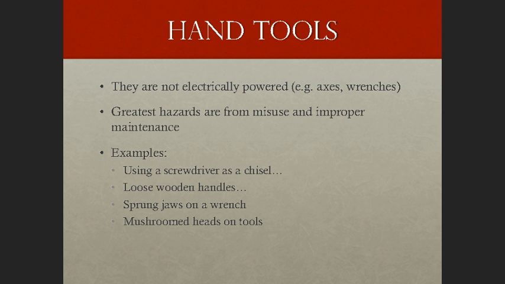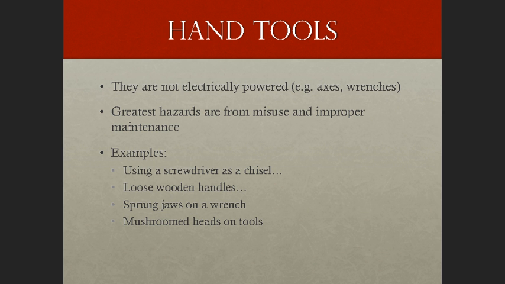Hand tools are non-powered. They include anything from axes to wrenches. The greatest hazards posed by hand tools result from misuse and improper maintenance. Here are some examples. Using a screwdriver as a chisel may cause the tip of the screwdriver to break and fly, hitting the user or other employees.